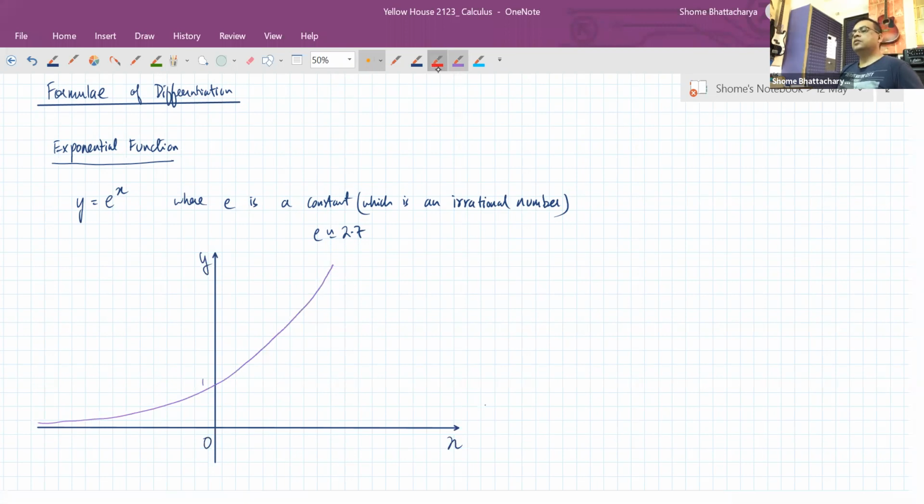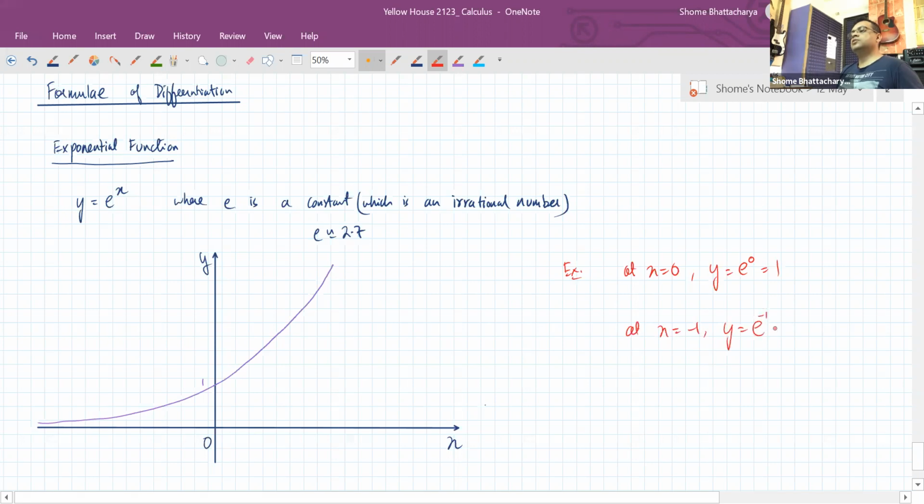Okay. So you can see, for example, at x equal to 0, the value of y is e raised power 0, which is 1. At x equal to, for example, minus 1, the value of y would be e raised power minus 1, that is 1 by e. So that would be approximately 0.37 if you calculate it. So you can see that at minus 1, the value drops to 0.37. At x equal to plus 1, on the other hand, the value of y is e raised power 1, which is approximately 2.7. So on the other side, you can see the value has increased. And it increases very rapidly as x increases. Whereas on this side, it decreases.